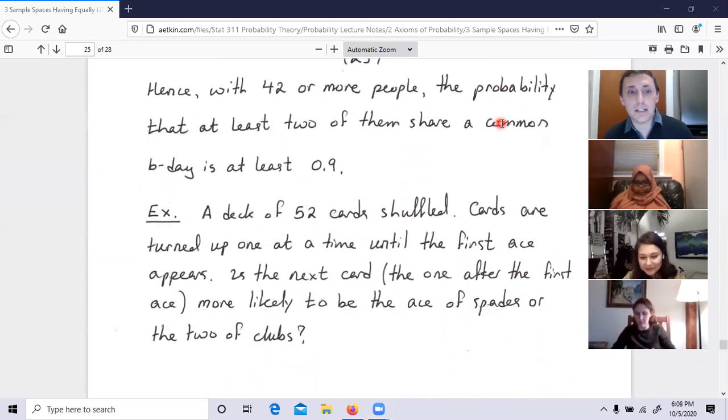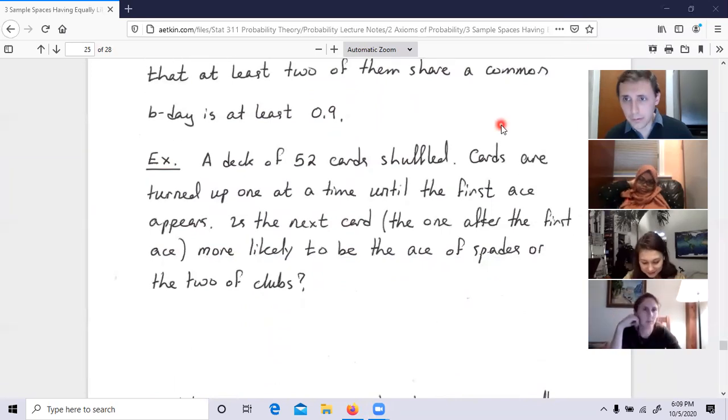So here is the next question, guys. I hope you will find this question fascinating. I cannot always tell if I don't see your face. So we have a deck of 52 cards. They are shuffled. Cards are turned up one at a time until the first ace appears. Is the next card, the one after the first ace, more likely to be the ace of spades or the two of clubs? I would like you to think about it and let me know.